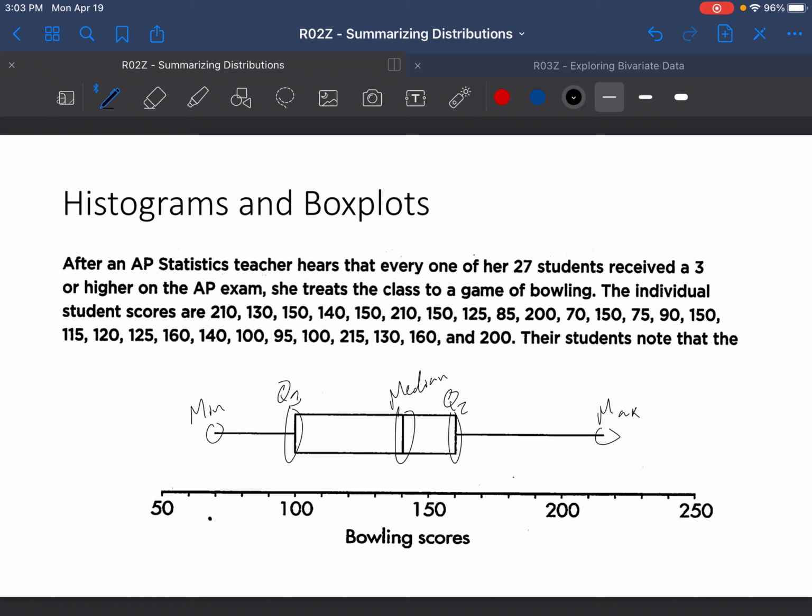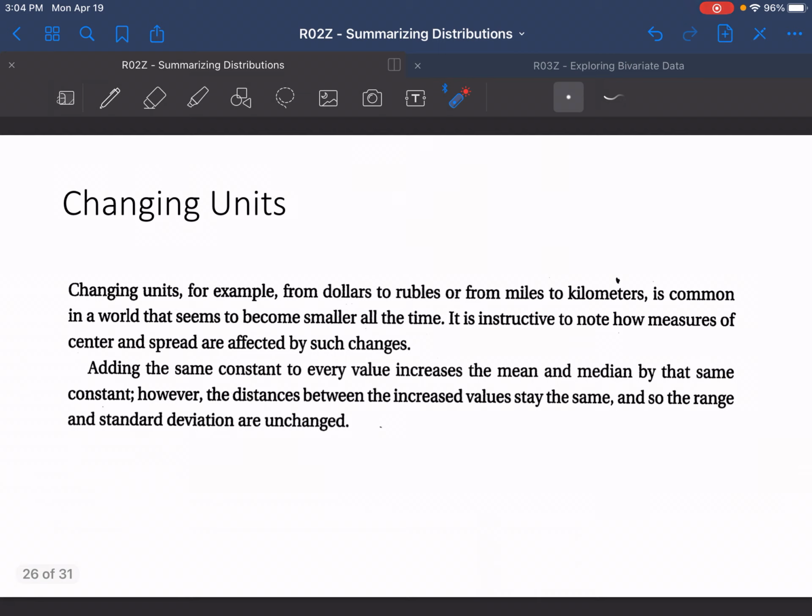Our maximum would be somewhere around 220. Yeah, probably somewhere around 220. Whereas quartile 1 is going to be represented by about 100. Quartile 3, and this should be quartile 3, sorry, not 2, quartile 3, is going to be represented by about 160, and our median is going to be about 140 in this case. We also need to understand what changing units does to our center and spread.